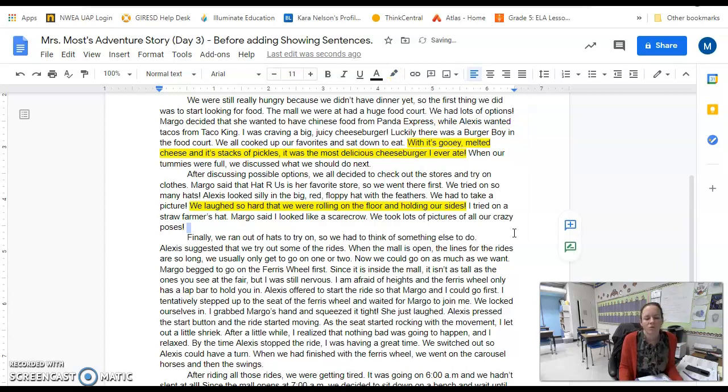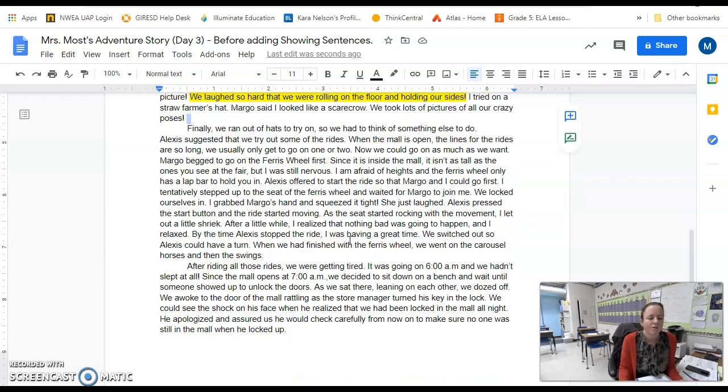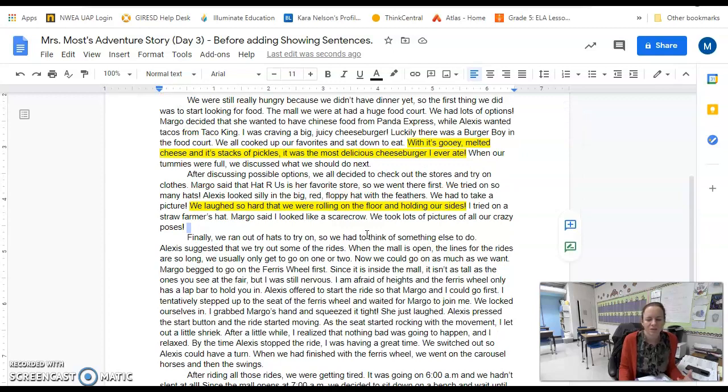Okay, I'd like you to go through yours and try to get at least 3 of yours. So find at least 3 sentences that you can change into showing sentences. If you can do more than that, that's excellent, but at least aim for 3 of those. And that'll be your assignment for today.